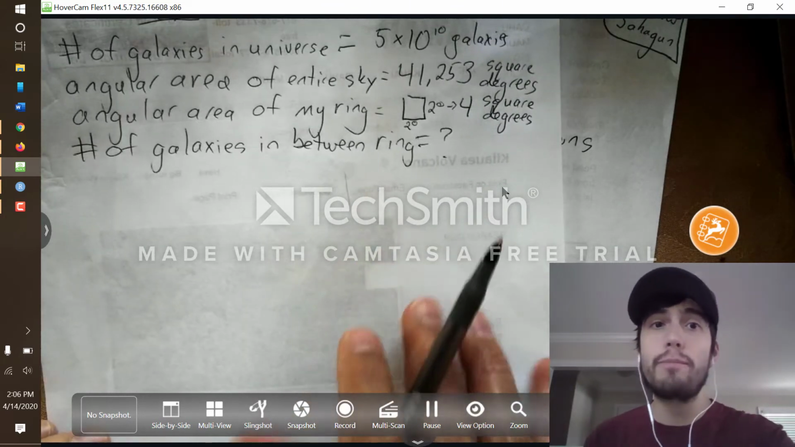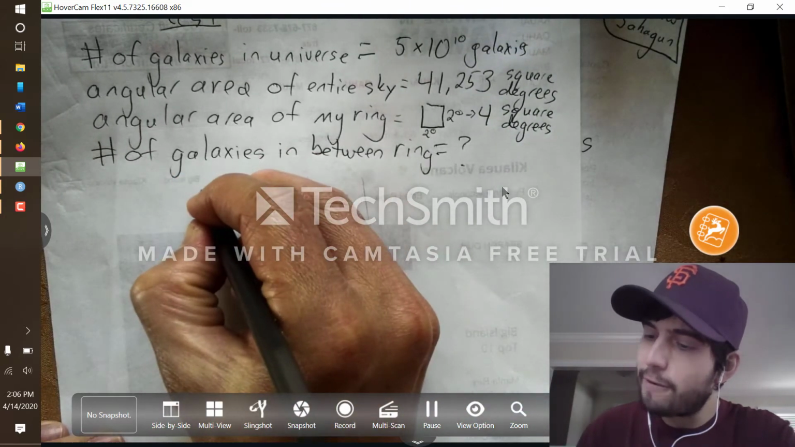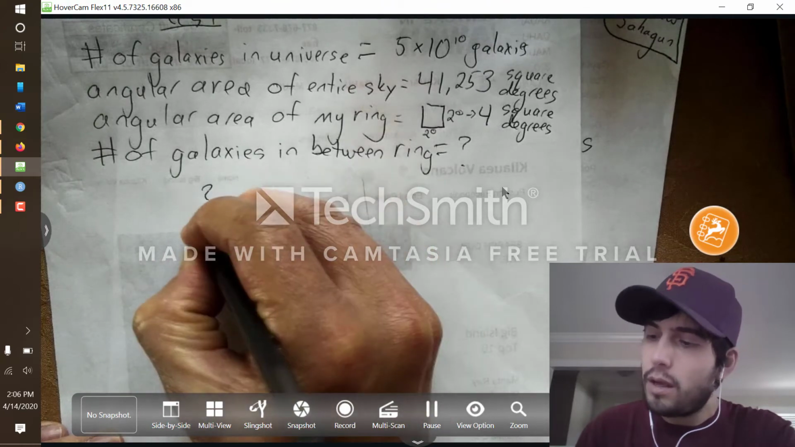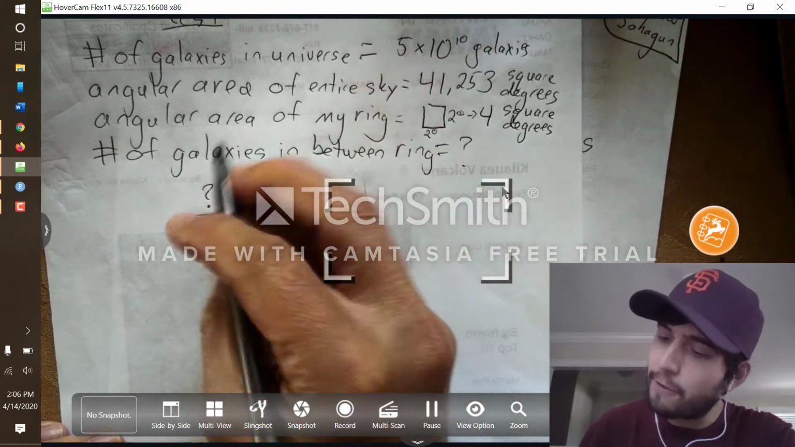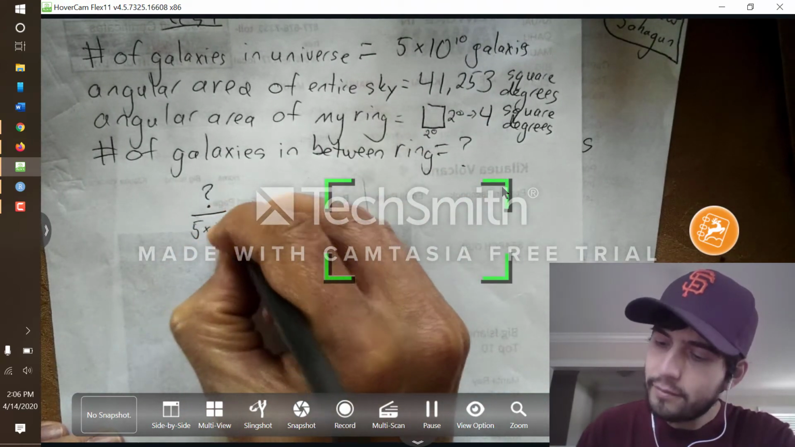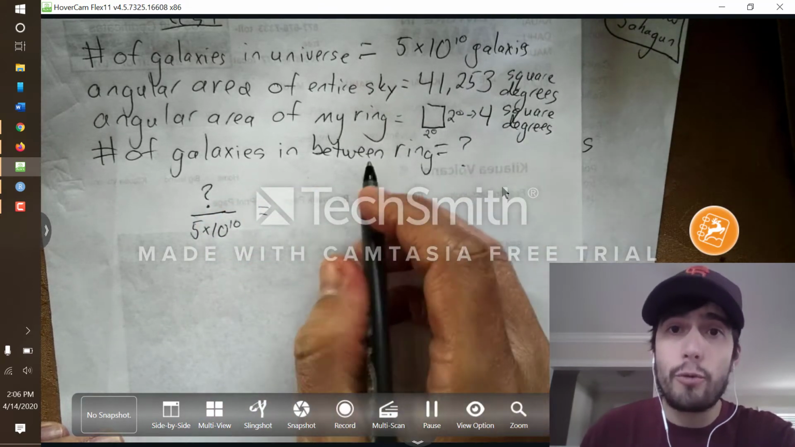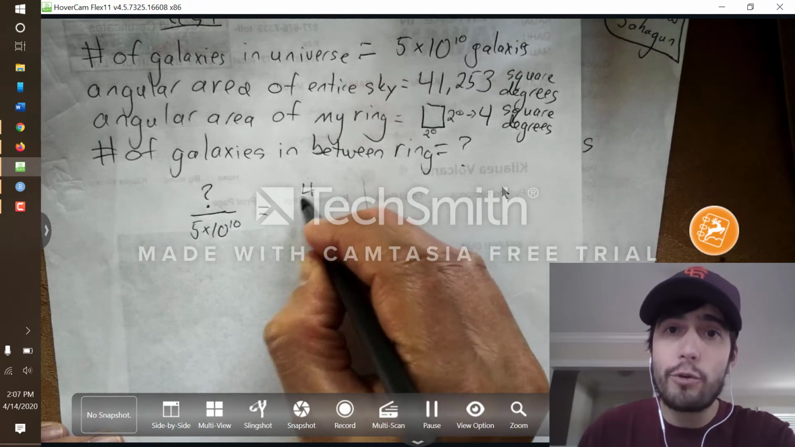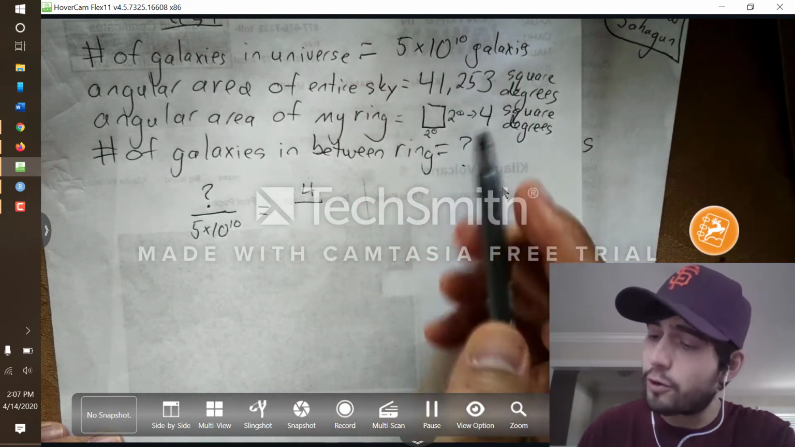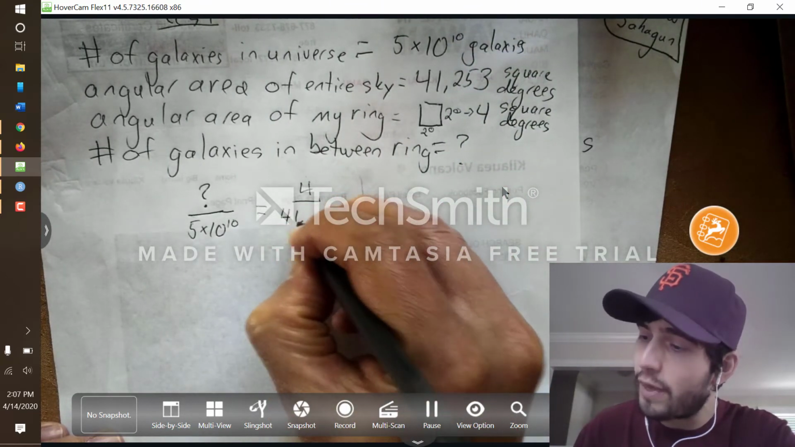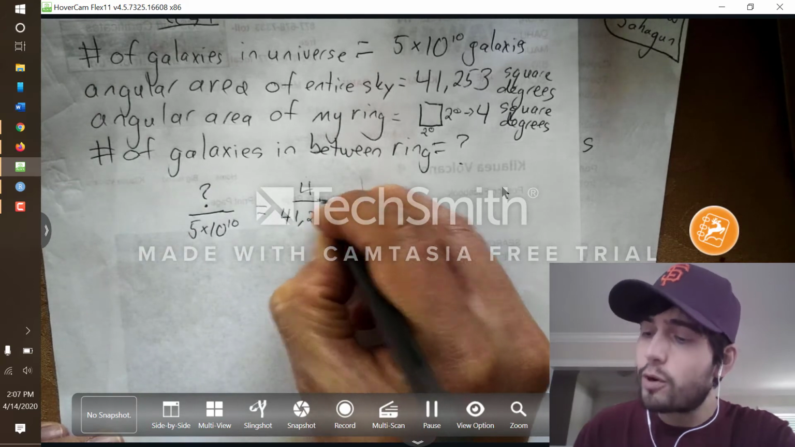And for this, I'm just going to do some proportions. So what I'm trying to find is the question mark. I know the number of galaxies in the universe. It's 5 times 10 to the 10th. And it's going to be equal to these 2 areas. So 4 square degrees over in the entire sky, there's 41,253 square degrees.